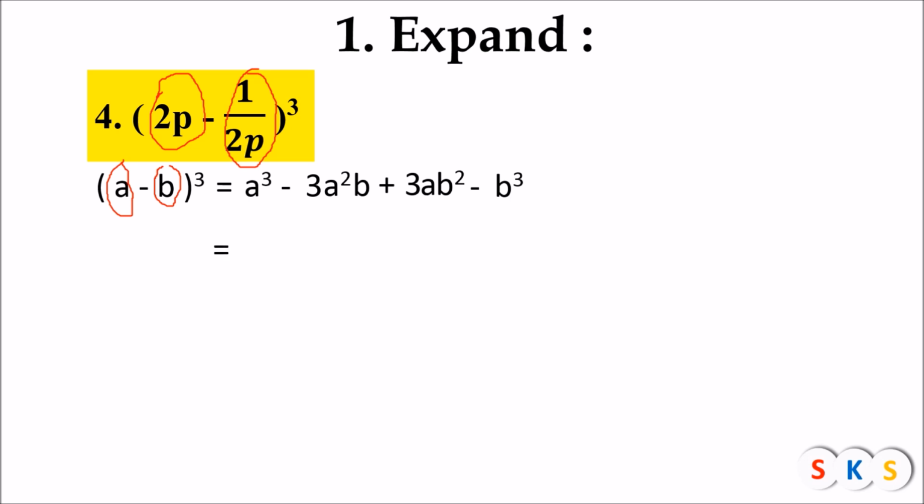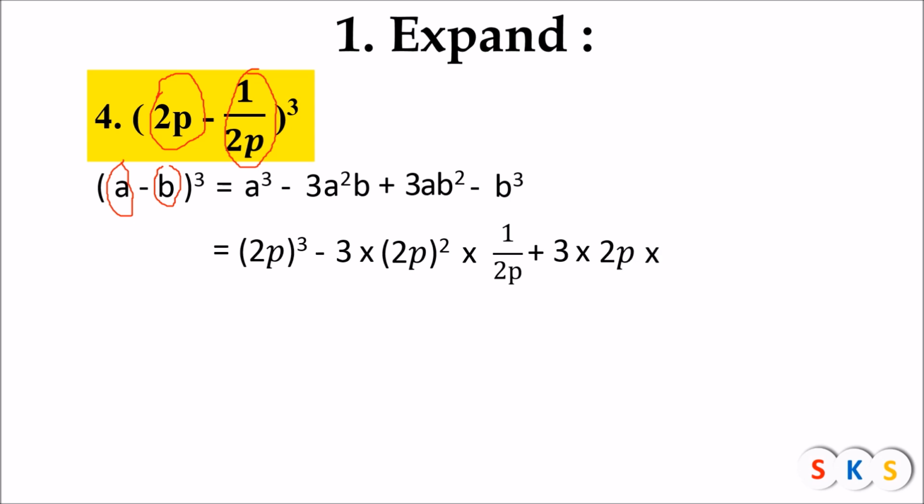So we will substitute the values of a and b. So a raised to 3, that is 2p the whole cube, minus 3 into a square. What is a? 2p. 2p the whole square into b. What is b over here? 1 upon 2p, plus 3 into a, that is 2p, into b square. What is b? 1 upon 2p. So 1 upon 2p the whole square, minus b raised to 3. What is b over here? 1 upon 2p. So 1 upon 2p the whole cube.